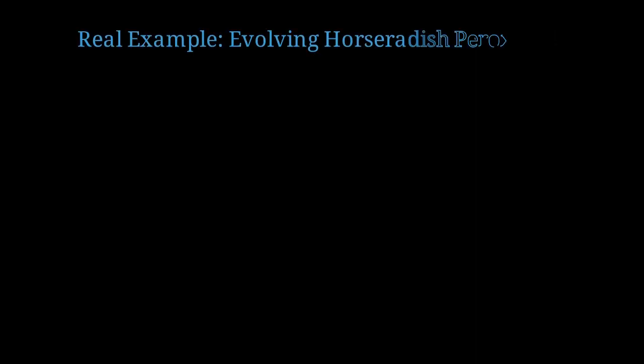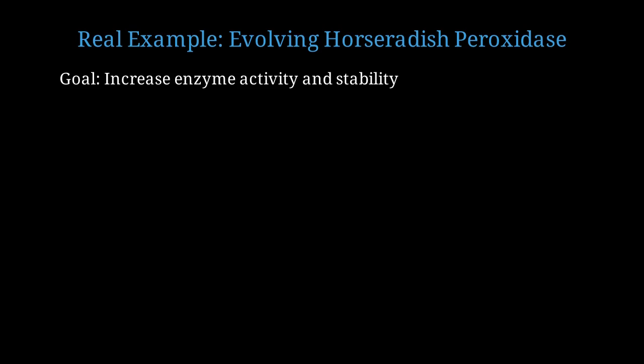Let's look at a concrete example. Researchers have used droplet-based directed evolution to evolve horseradish peroxidase, an enzyme used in diagnostics and biotechnology. The goal was to increase the enzyme's activity and stability. They wanted a peroxidase that works better under harsh conditions.